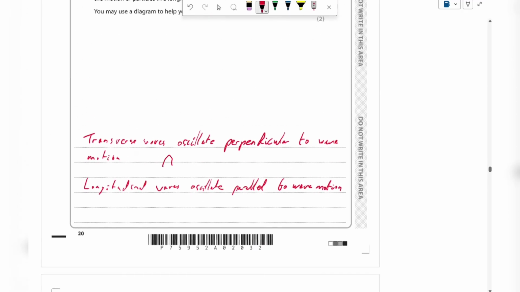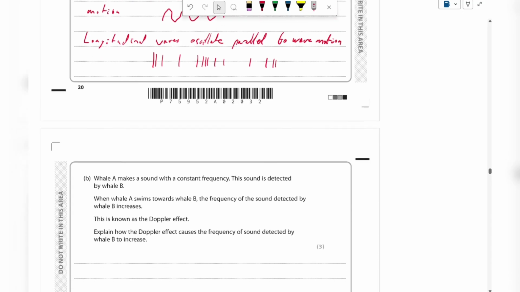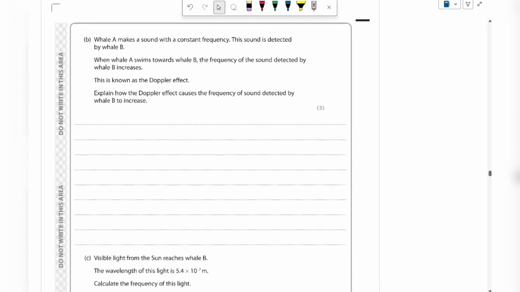I will make a diagram seeing as it said we could. So a transverse wave looks something like that. Longitudinal waves, difficult to draw. Something like that maybe. Best drawing in the world. Find a better version in your textbook. Whale A makes a sound with constant frequency. The sound is detected by whale B.